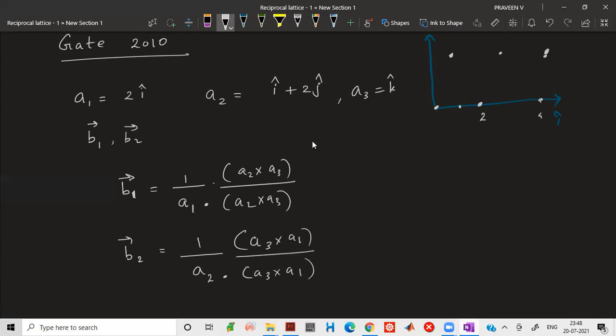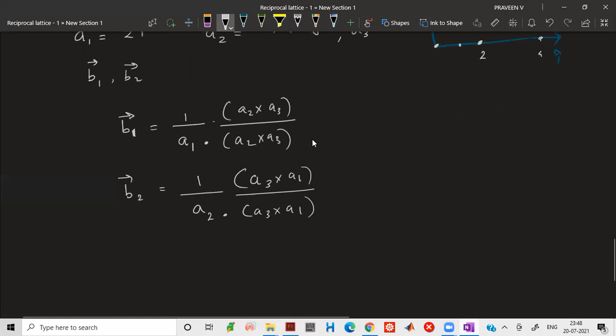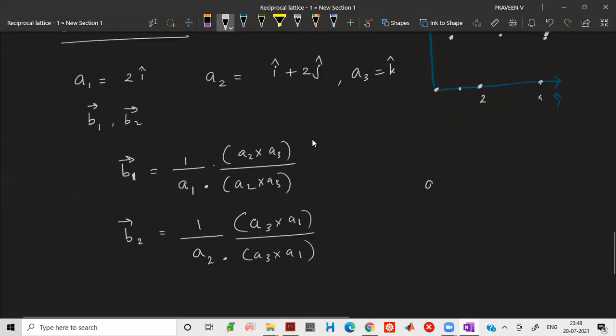So we have the equation. It's quite simple to calculate. So I'll write it again. Our a1 here is 2i cap, a2 here is i plus 2j cap, and a3 here is k cap. Fine.